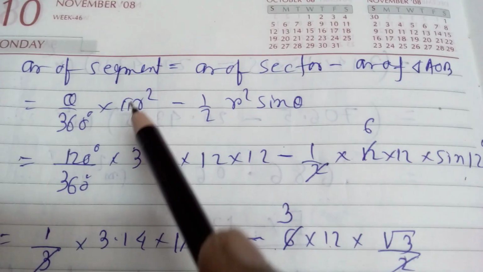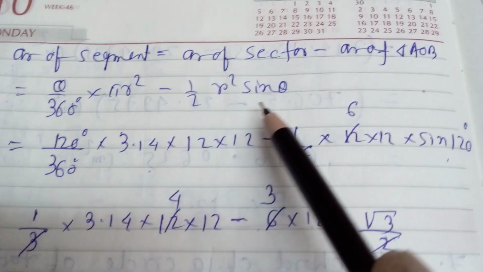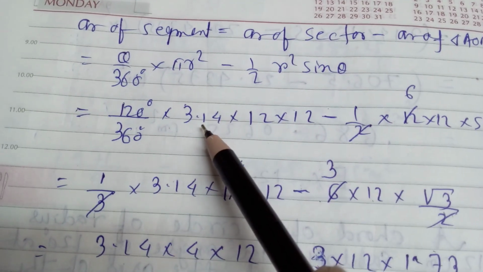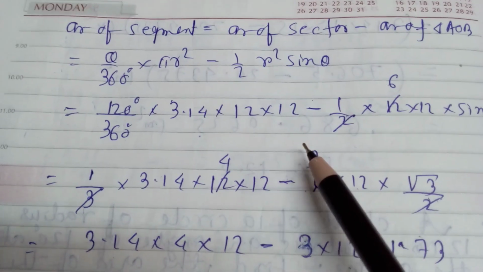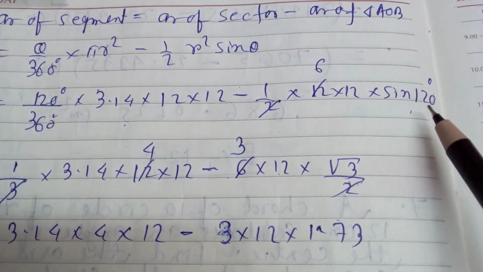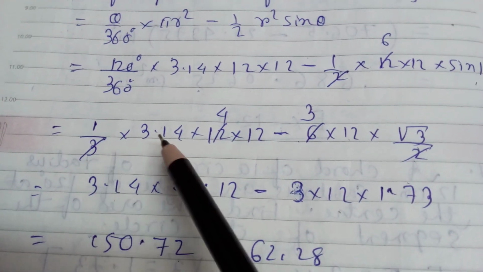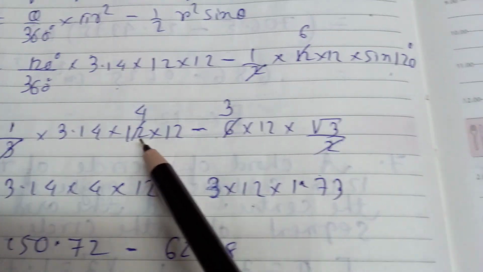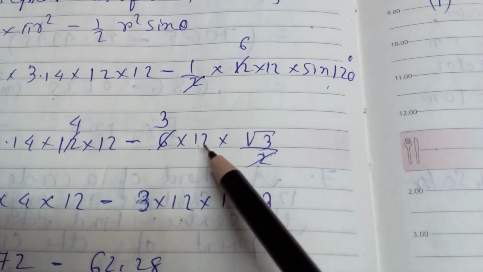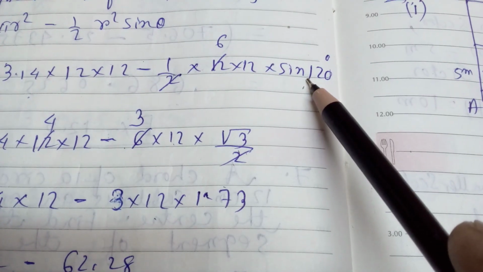Now put the values. Theta by 360 into pi r square minus half r square sin theta. So 120 by 360 into 3.14 into 12 into 12 minus half into 12 into 12 into sin 120 degree. Now after calculation, 1 by 3 into 3.14 into 12 into 12 minus 6 into 12 into root 3 by 2. That is the value of sin 120 degree.